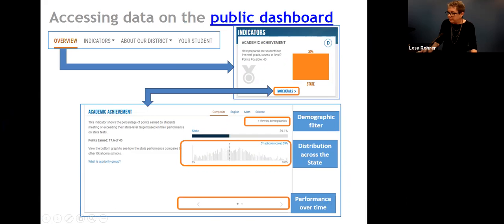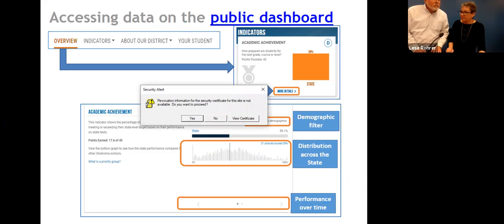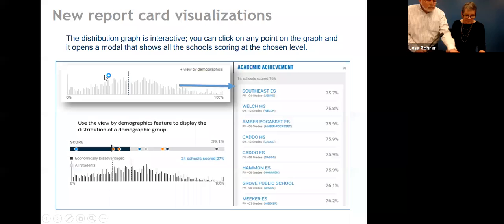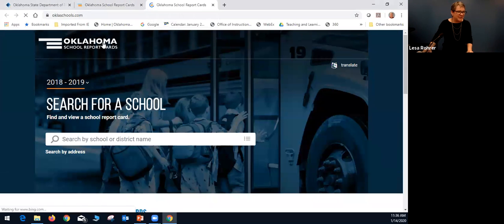I always love when things work correctly. I've got the spinning wheel. Just hit escape. You go into your. All right, thank you, Gary, for that technical assistance.